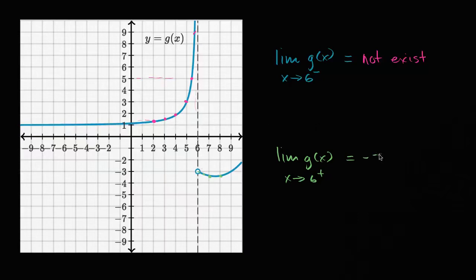So it looks like this limit right over here, at least looking at it graphically, when we approach 6 from the right, the function is approaching negative 3, but from the left, it's just unbounded, so we'll say it doesn't exist.